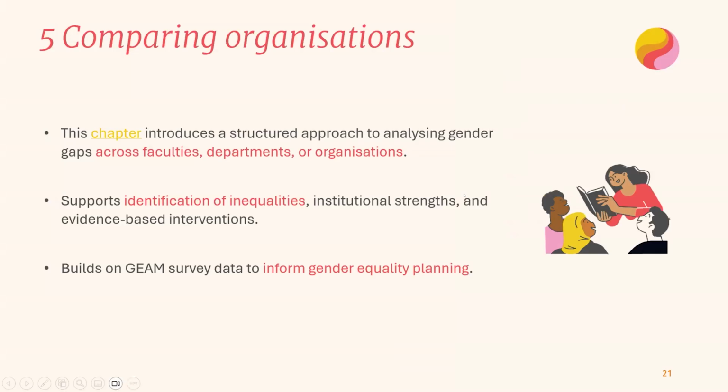So in this chapter, we want to introduce an approach to analyze gender gaps across faculties, departments, or organizations. In the chapter, we are comparing organizations. With it, we want to support the identification of inequalities, institutional strengths, and evidence-based interventions. We build on GEAM survey data to inform gender equality planning.